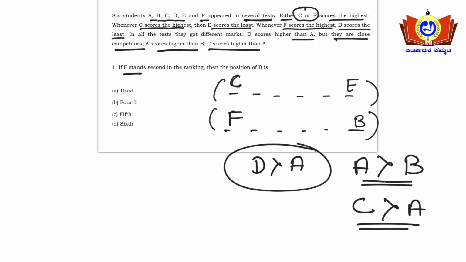If F stands second in the ranking, then the position of B is? So what is the position of B here? F stands second in the position here. How many positions are there totally? 6 positions are there, 1 2 3 4 5 and 6 here. So F's position has been fixed.